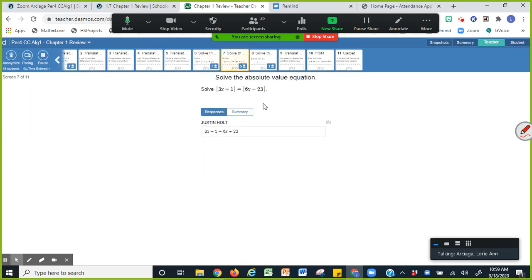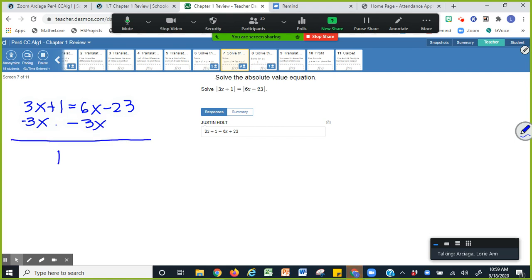Okay, so what if it has absolute value on both sides? Remember the rule: we keep it the same and drop the bars. Then from there you can collect the variables, right? Like subtract 3x from here and subtract 3x from there. Then you'll have 1 is equal to 3x minus 23. I think you can continue from there, right? Remember, these are not the same problems, but similar topics that you will be tested on Wednesday.